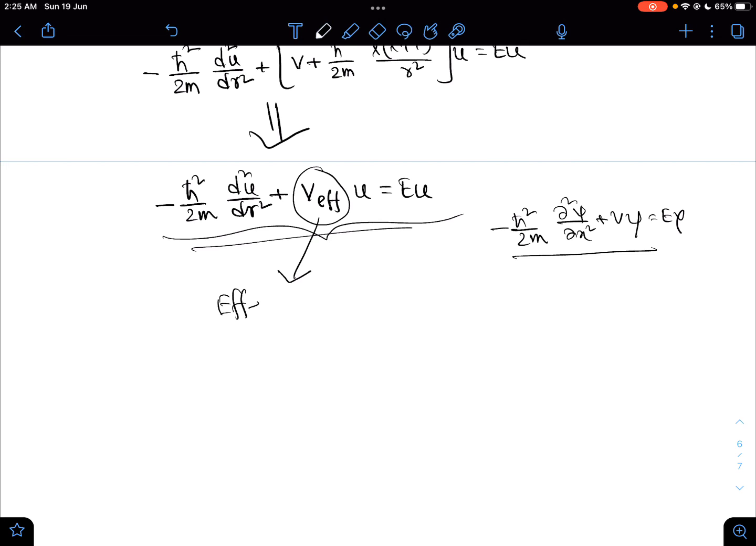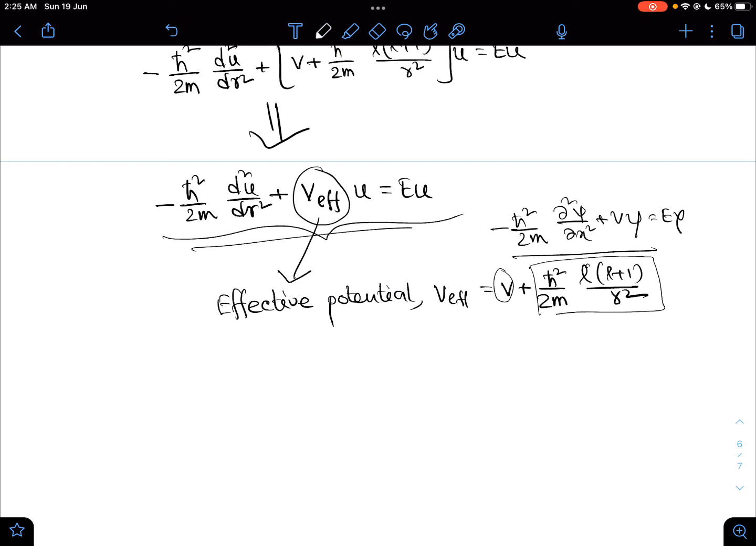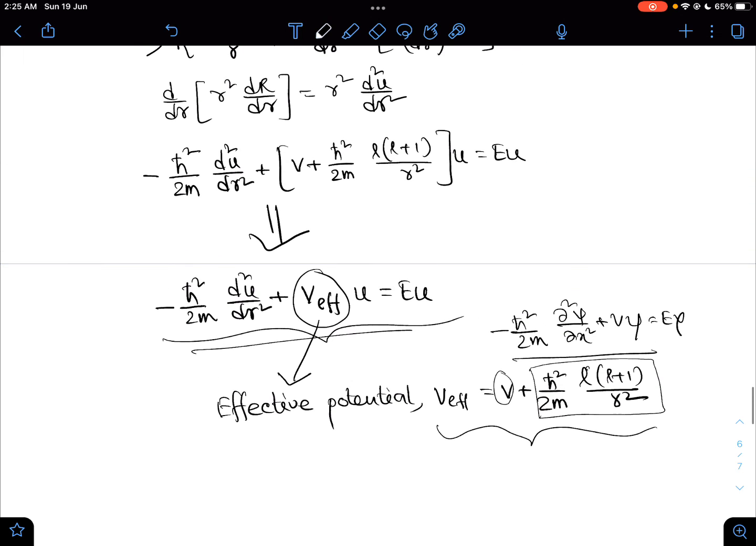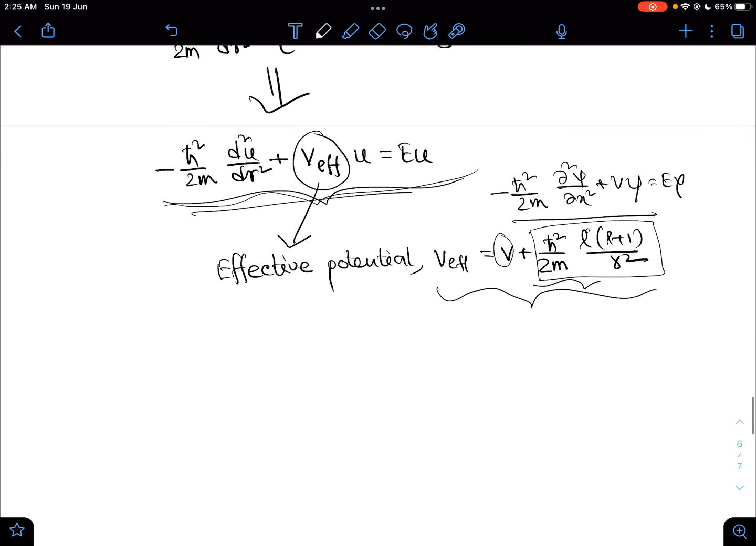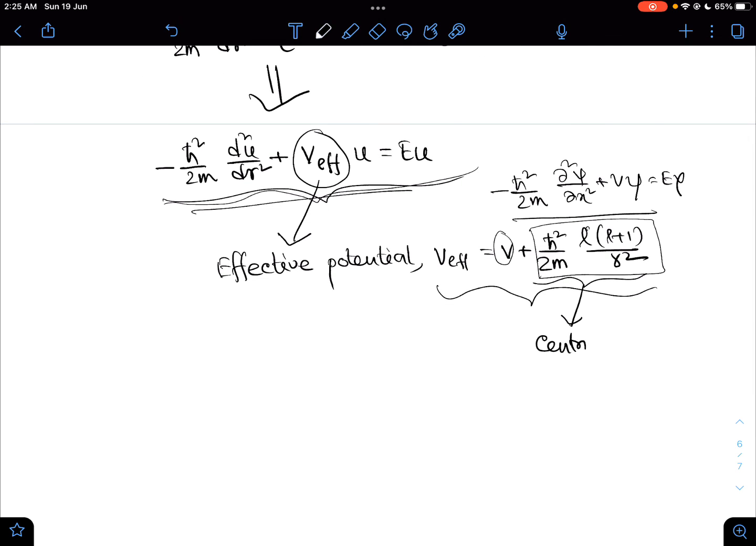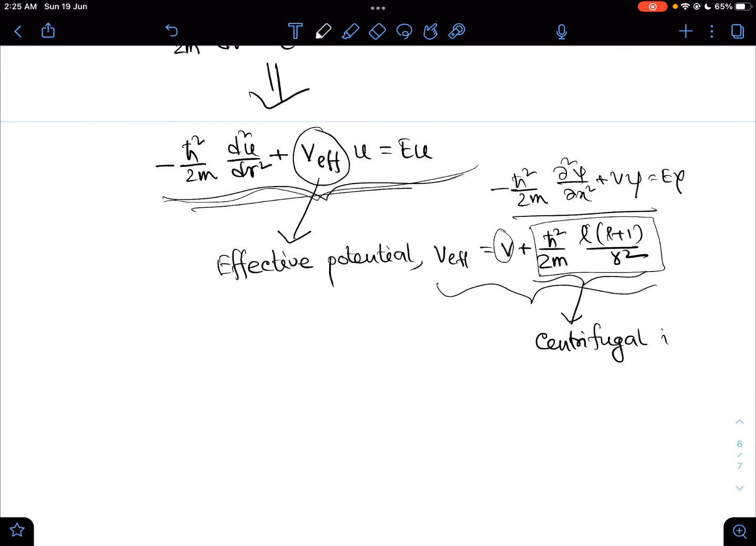So this V effective potential is defined as V plus h cut squared by 2m L into (L plus 1) by r squared. If we are given a potential, then we have to add this term, and it becomes our effective potential, and for that effective potential we will solve our one-dimensional Schrodinger equation. This extra term is called the centrifugal term. These are standard textbook notations which we use.